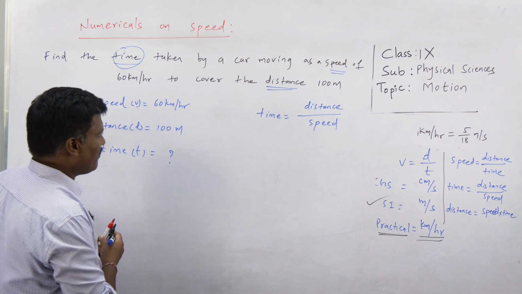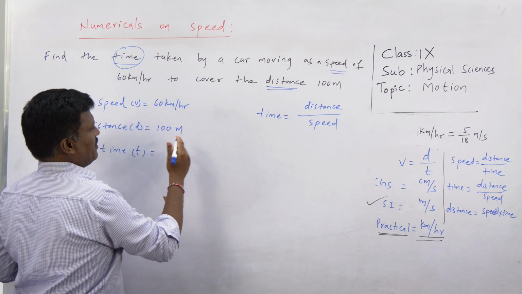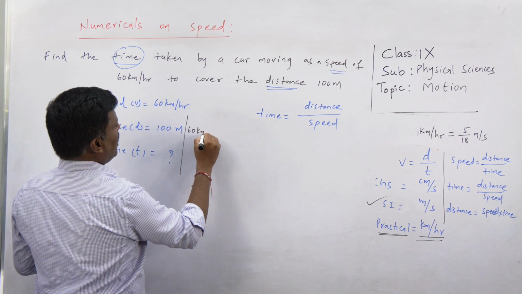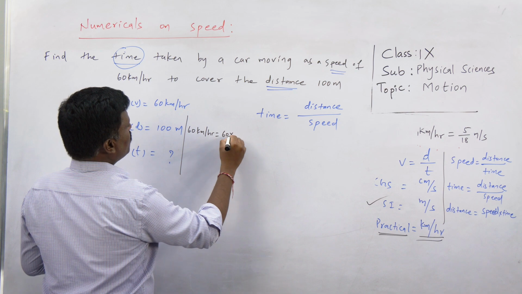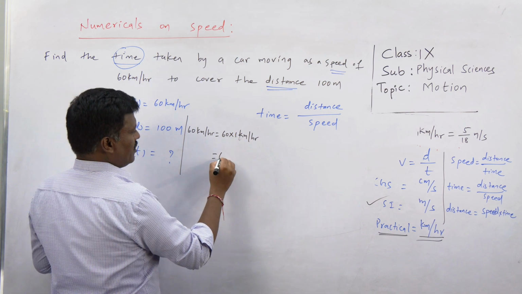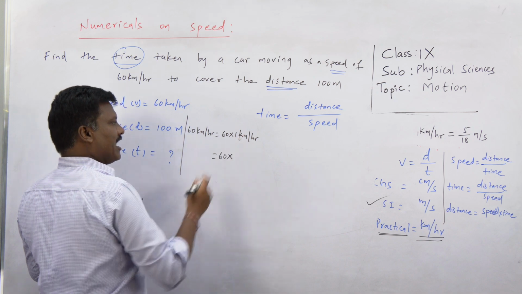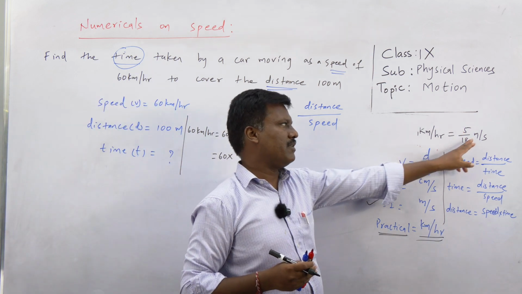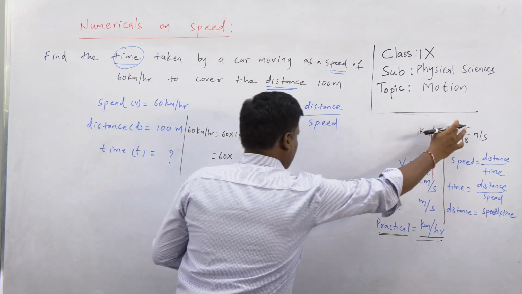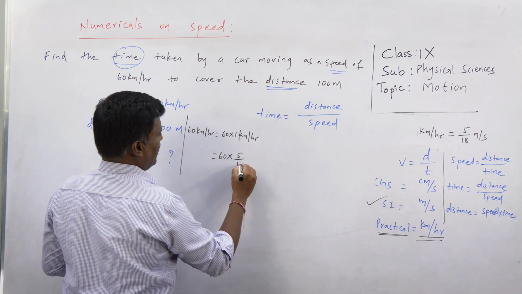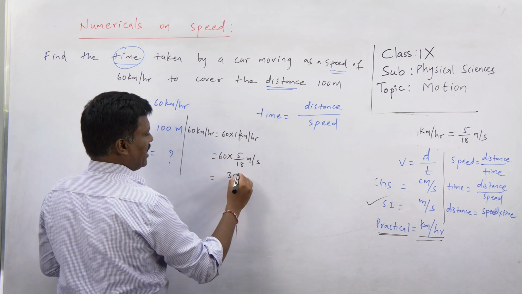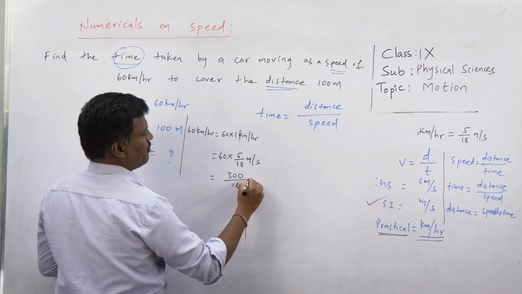Okay, how do you convert this kilometer per hour into meter per second? So you have to do it this way. 60 kilometer per hour is equal to 60 into 1 kilometer per hour. First you have to write this step. 1 kilometer per hour is equal to 5 by 18 meter per second. And in the place of 1 kilometer per hour, we have to write 5 by 18 meter per second. So 60 into 5, 300 by 18 meter per second.